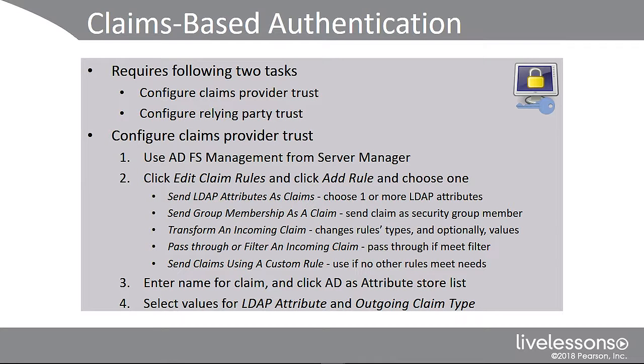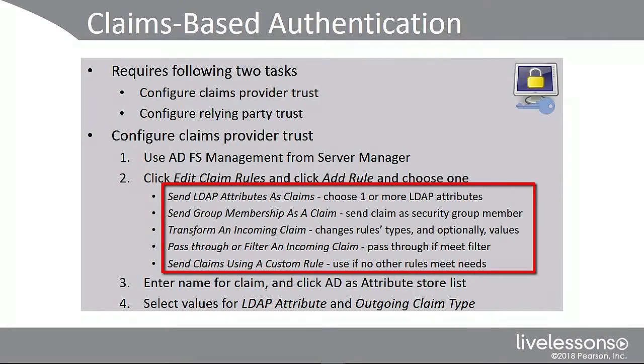So the first thing we're going to take a look at is claims-based authentication, which requires two tasks to be completed: configuring claims provider trust and then configuring a relying party trust. To configure the claims provider trust, we're going to use the ADFS management tool from within Server Manager. We're going to create a new claim rule by clicking on Edit and then adding a rule. And then we have 5 options in there.